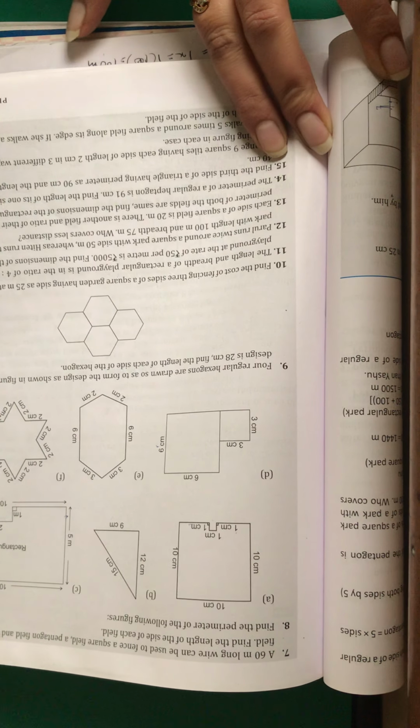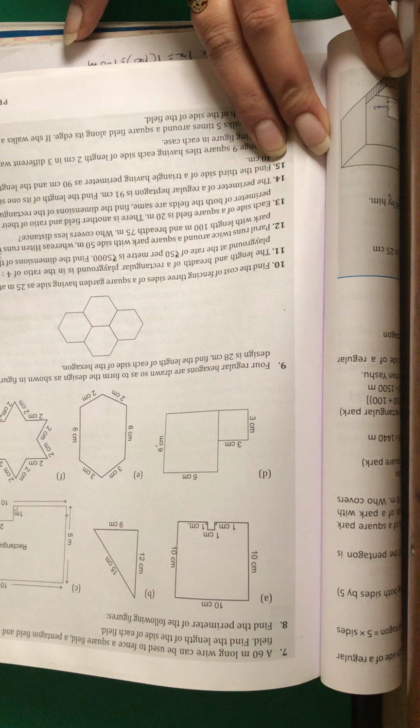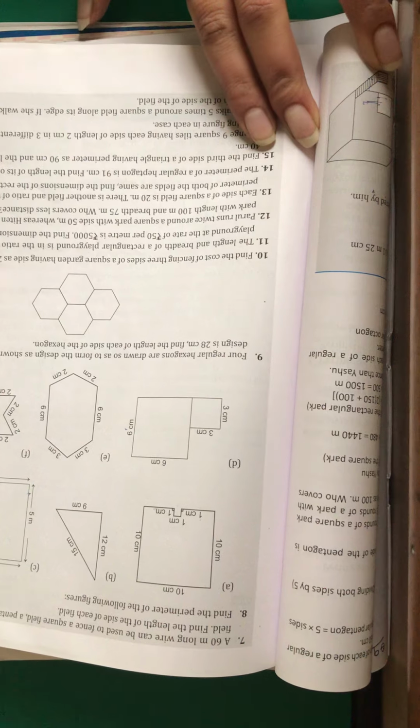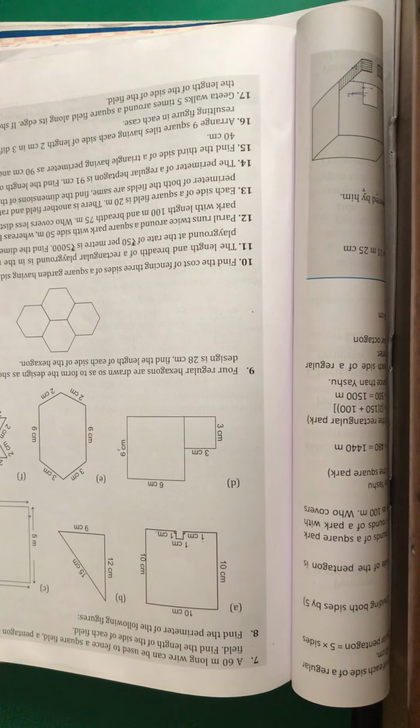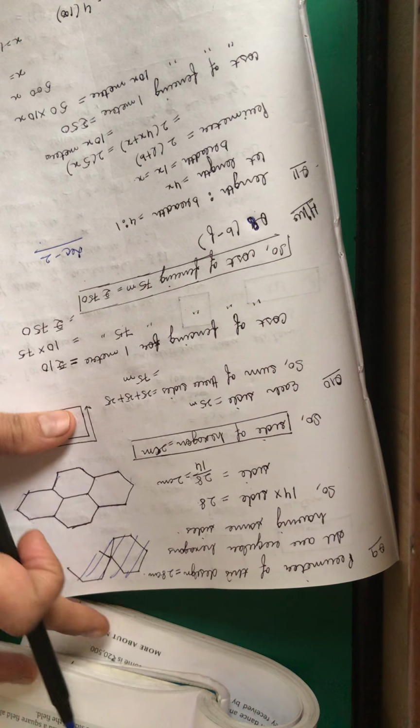Next, 12th question is: Parul runs twice around a square park with side 50 meter, whereas Hiten runs thrice around a rectangular park with length 100 meter and breadth 75. Who covers less distance? So in this question you have to tell who will cover the less distance. Distance means you will find the perimeter and then you will tell who has covered the less distance.